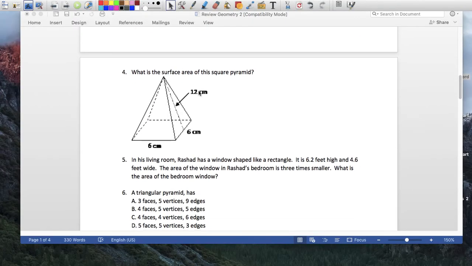What is the surface area of the square pyramid? Well, a pyramid is made of a box at the bottom, right? So if you highlight this box right here, the area is easy because everything is 6, so 6 times 6 gives 36 centimeters squared. And now we have 4 triangles.